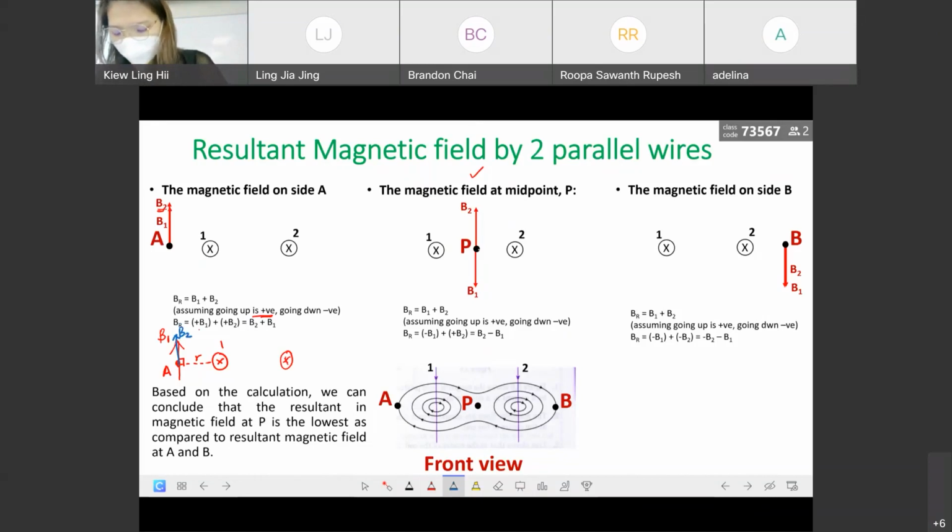So now what if, instead of point A, you are asked to determine the resultant at point P, at the center? So we have our two wires here.